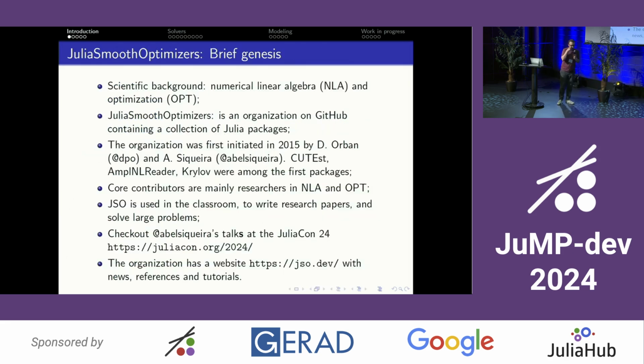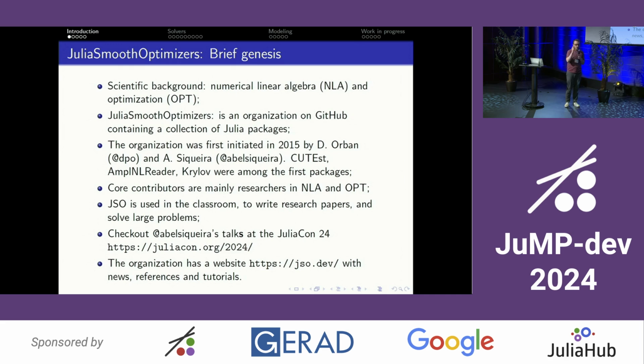So I wanted to give a very brief genesis of JSO. JSO is a GitHub organization that contains a collection of Julia packages. It's mainly focused on numerical linear algebra and continuous optimization. The organization was initiated in 2015 by Dominique Orban and Abel Siqueira, and now we have more contributors. Mainly core contributors are researchers in numerical linear algebra or optimization.